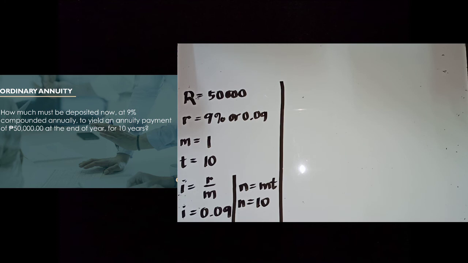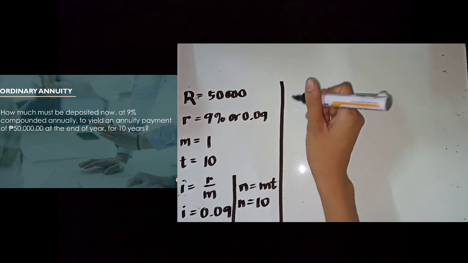Again, ang hinahanap natin is the present value. Okay, present value of an ordinary annuity. So, yun yung hinahanap natin. How much must be deposited now? Magkano ba yung dapat na dinideposit mo ngayon para makakuha ka ng 50,000 annuity payment at the end of the year?